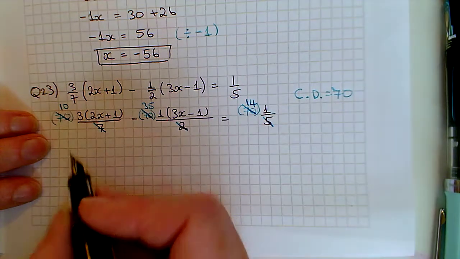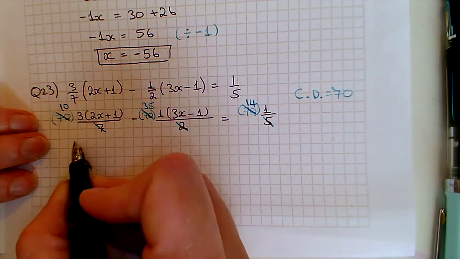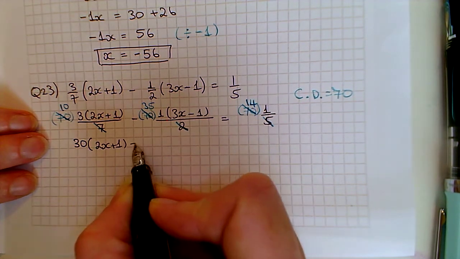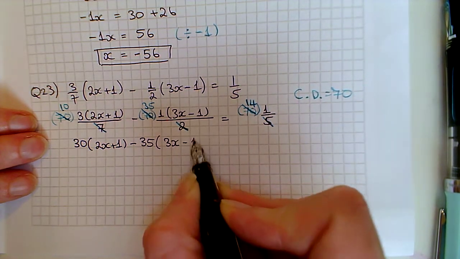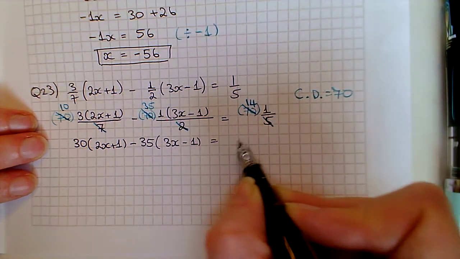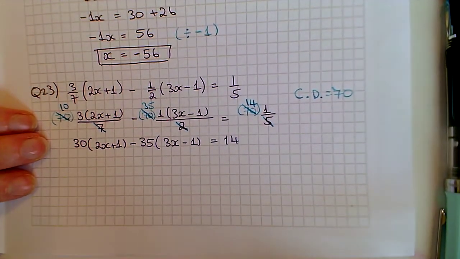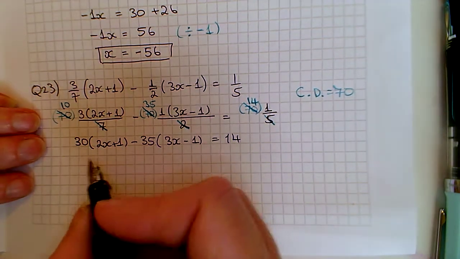Now this multiplication I tend to do in one step, 10 by 3. So I have 30 bracket 2x plus 1, minus 35 by, 35 bracket 3x minus 1, equals 14 by 1, 14. If you're starting to skip steps at this point, that's no problem. Just be careful that you're not making any mistakes.